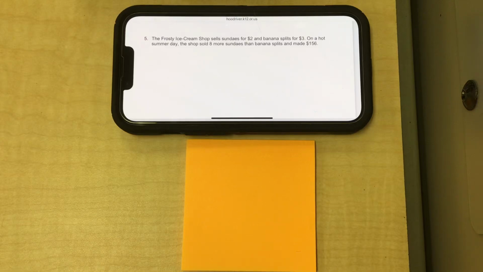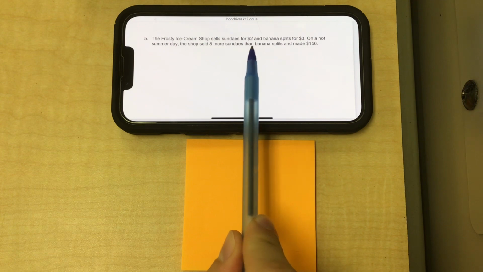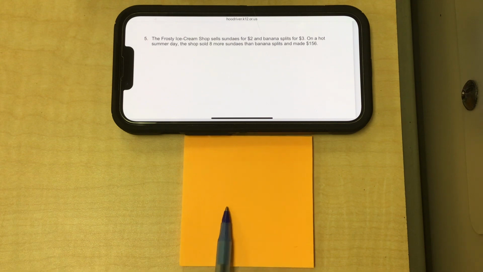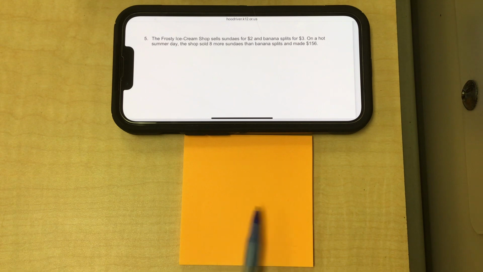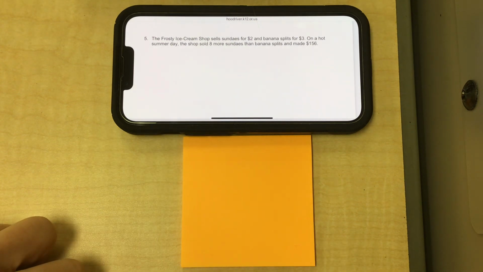All right, so here in chapter 4.4, we're going to be taking word problems and writing them as a system of equations. We're going to take that system of equations and write it as a matrix, and then we're going to put that matrix in our calculator, and I'm going to show you how to solve that system of equations with basically no effort.